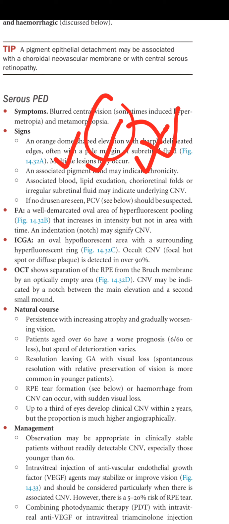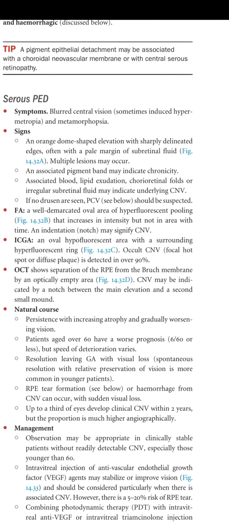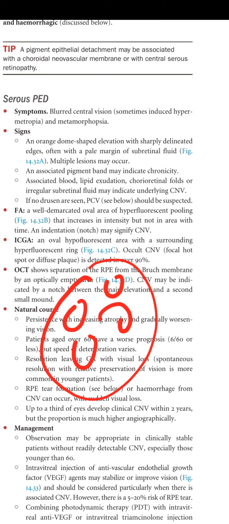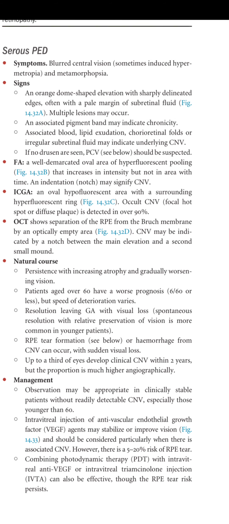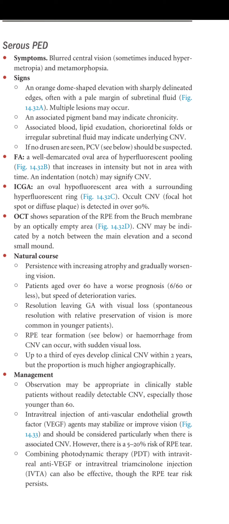On FA, a well demarcated oval area of hyperfluorescent pooling. So there will be pooling in that area. There will be hyperfluorescence, which will increase in intensity but not in area with time. An indentation notch may signify CNV. ICGA will show us an oval hypofluorescent area with a surrounding hyperfluorescent ring. Occult CNV focal hotspot or diffuse plaque is detected in over 90%.